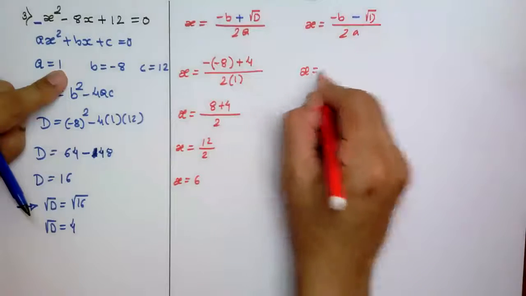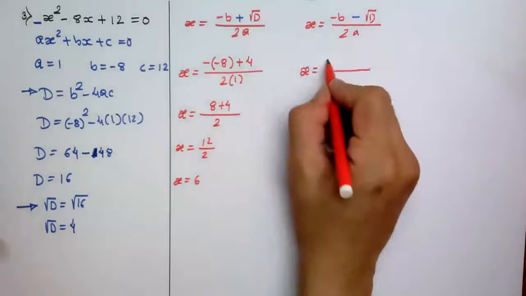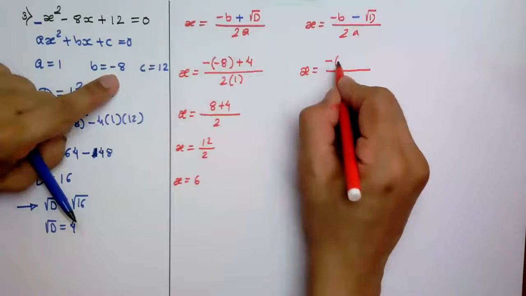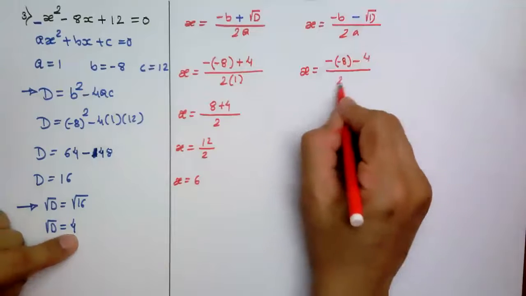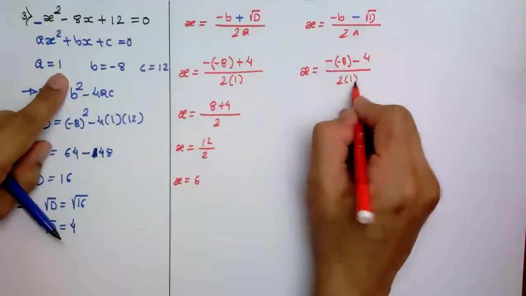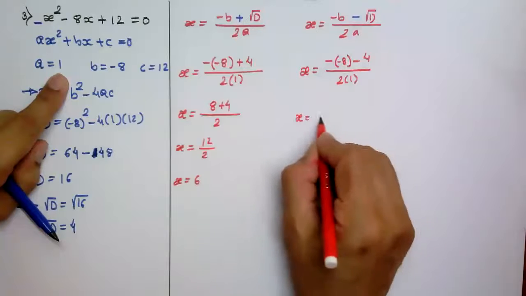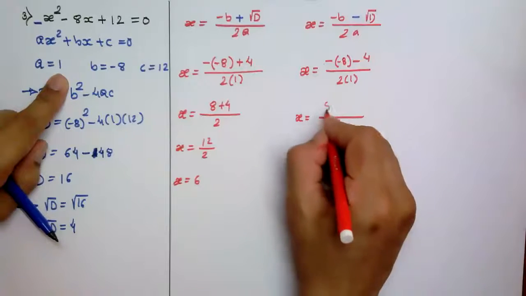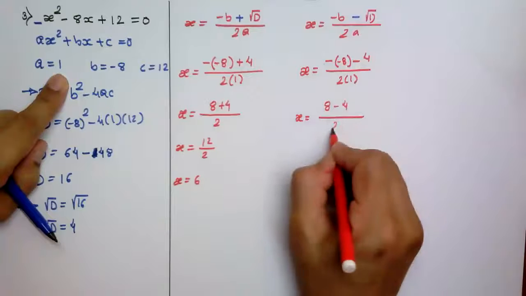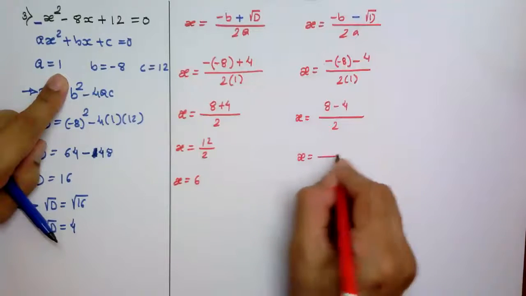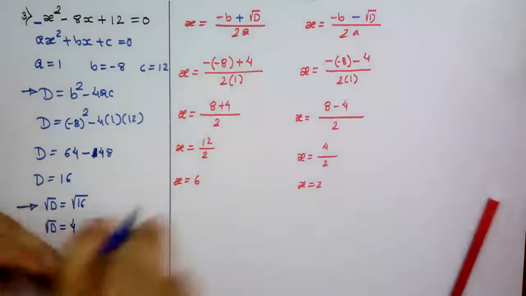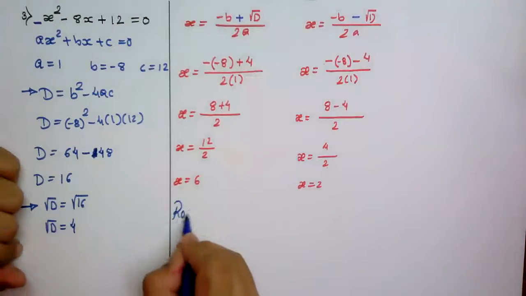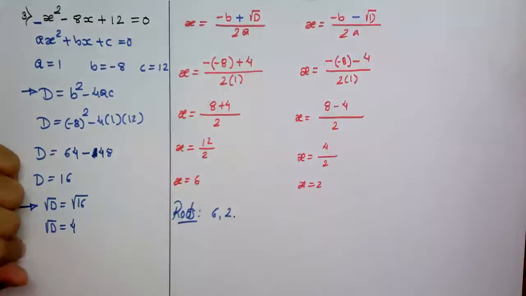The second root is minus, and the b itself is -8. Minus square root of d is 4. 2 times a is 1. So x is equal to, this minus minus becomes plus, 8 minus 4 upon 2. So 8 minus 4 is 4 upon 2. So x is 2. So the roots of the given equation are 6 and 2. These are the roots.